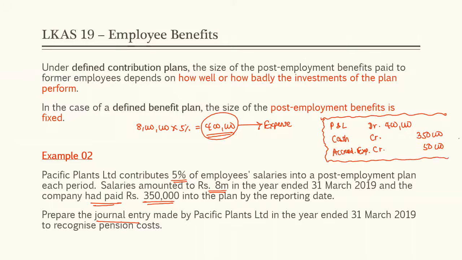These are straightforward. P&L debit 400,000. Cash given at the end is 350,000, so we need to credit that. And the remaining 50,000 we have to pay to the plan. So it is an accrued expense. Accrued expense credit 50,000.